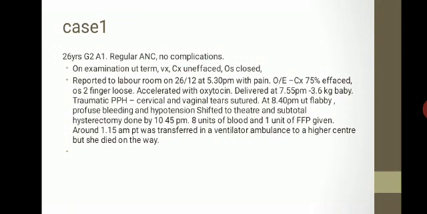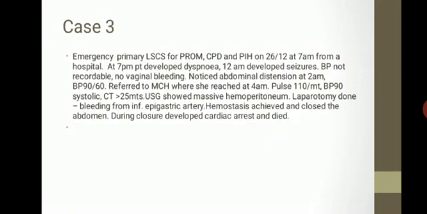Again, by 8:40 p.m., the uterus was flabby. There was profuse bleeding and hypotension. The patient was shifted to the theatre and a subtotal hysterectomy was done. 8 units of blood and 1 unit of FFP was given. But around 1:15 a.m., the patient was transferred to a higher center. But on the way, the patient died. So this is another case of postpartum hemorrhage resulting in death of the patient.